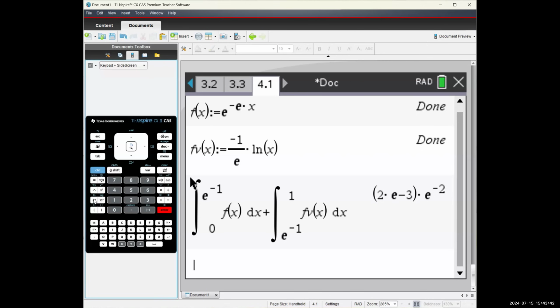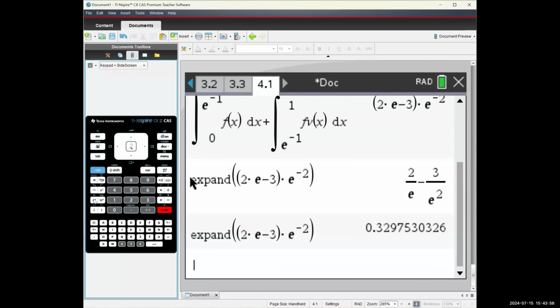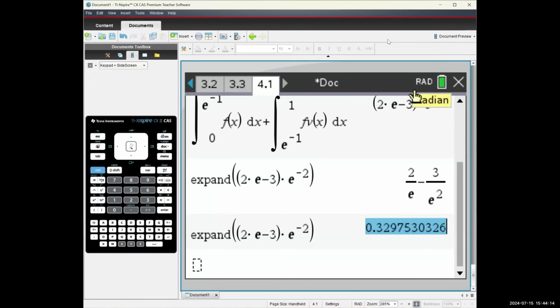The question didn't ask for any decimal rounding, so make sure you write the exact form. Some other exact form could involve, let's say, 2 over e minus 3 over e squared. And you may do a quick check. Yep, this is a positive value. So you could also write 2 over e minus 3 over e squared, but not this decimal approximation. The reason why I do a decimal approximation here is to make sure I calculated a positive area.